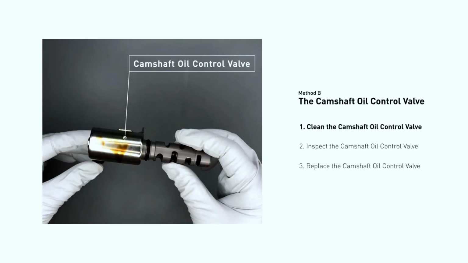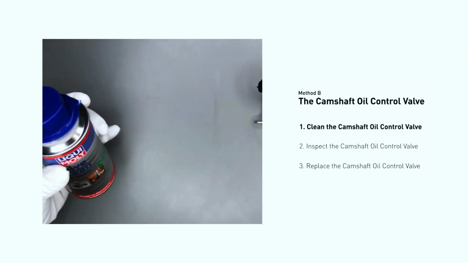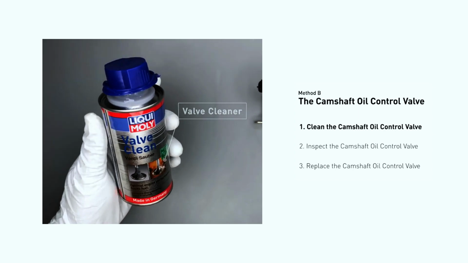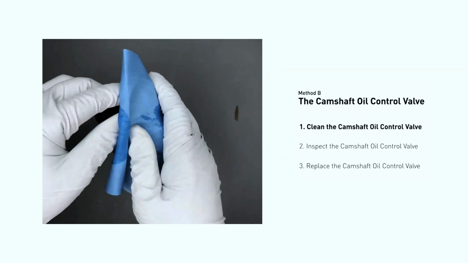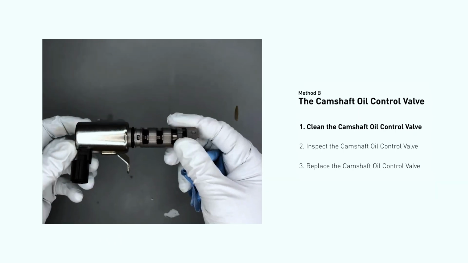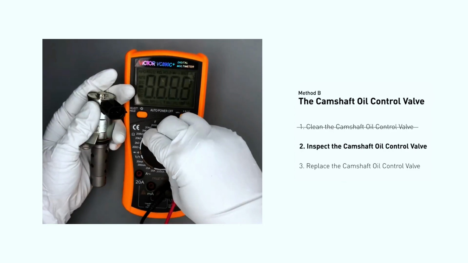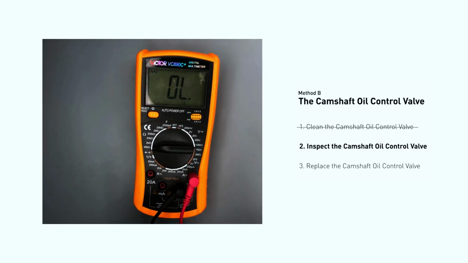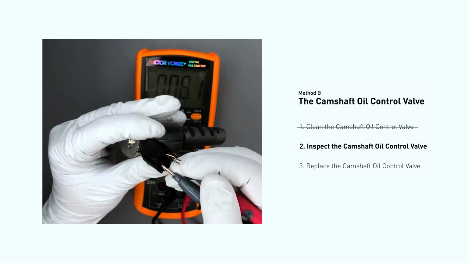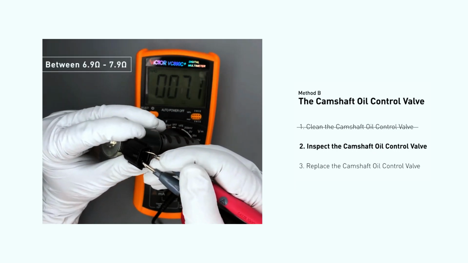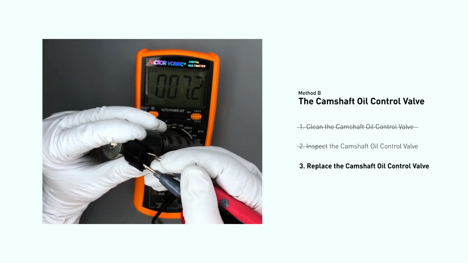Method B, the camshaft oil control valve. First, carefully remove the camshaft oil control valve from the engine. Use a valve cleaner to clean the camshaft oil control valve, then use a multimeter to proceed with the test on the camshaft oil control valve. In an ambient temperature of 68 degrees Fahrenheit, the valve resistance is between 6.9 ohms to 7.9 ohms.